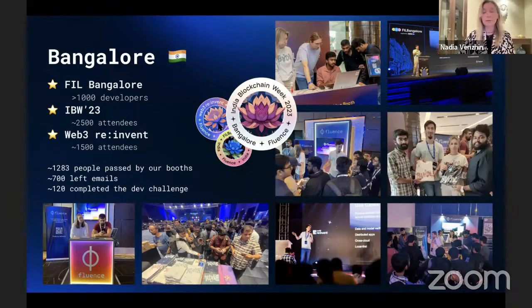Then we went to Bangalore for Epic Blockchain Week, which just recently finished. There were a lot of people there, a lot of developers and a lot of decentralized compute builders. It was the Phil Bangalore India Blockchain Week conference and Web3 reInvent organized by Spheron. It was a very nice one. We're planning to go to India again next year.